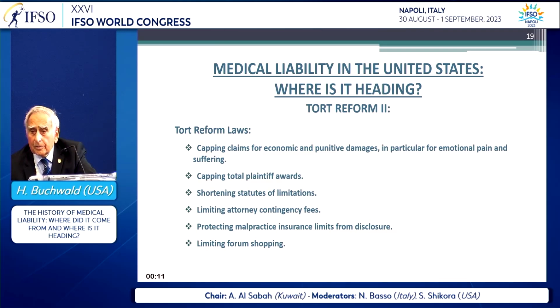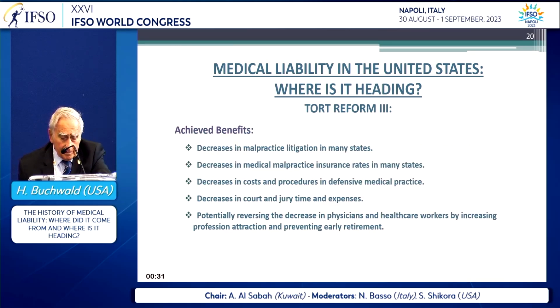In other words, a good plaintiff lawyer can go shopping if he knew how much this person could get. And limiting forum shopping. Well, we don't want to go to this judge, he doesn't like plaintiffs, and we want to go to this judge, he likes plaintiffs. And those are the objectives of tort reform.